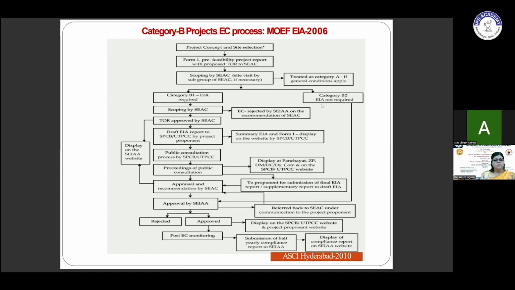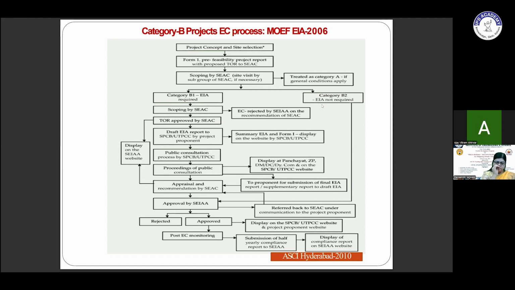Category B1 project, EIA is required. For category B2, EIA is not required. First, the SEC classifies the project as per their impacts, category B1 and category B2. Then next is scoping by SEC. Then EC can be rejected by SIA. There are two committees, SEC, State Environmental Assessment Committee, as well as SIA, State Environmental Impact Authority, which is higher than SEC. This SIA is higher than SEC.